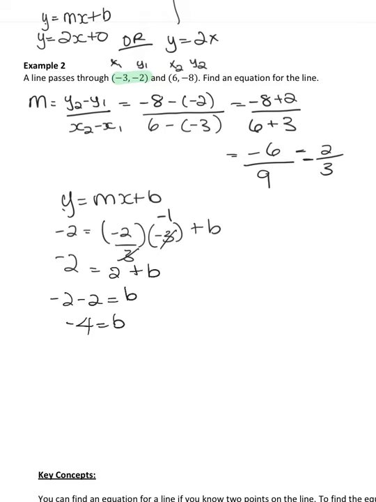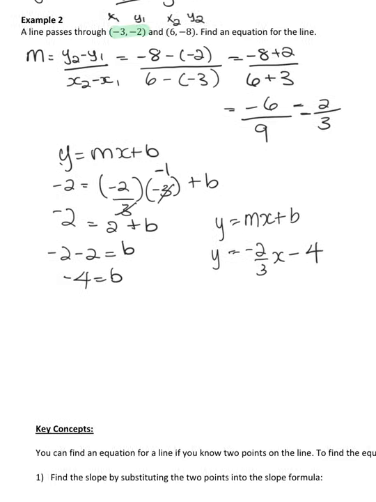Now I'm going to fill in my equation of a line. I'm going to leave my y, replace my m with its slope, which was negative 2 over 3. The x goes beside it, and then minus 4 here for my y-intercept. All right, so that is essentially today's lesson.